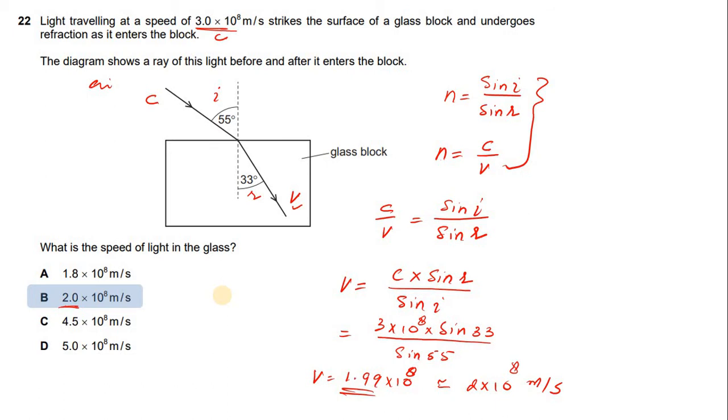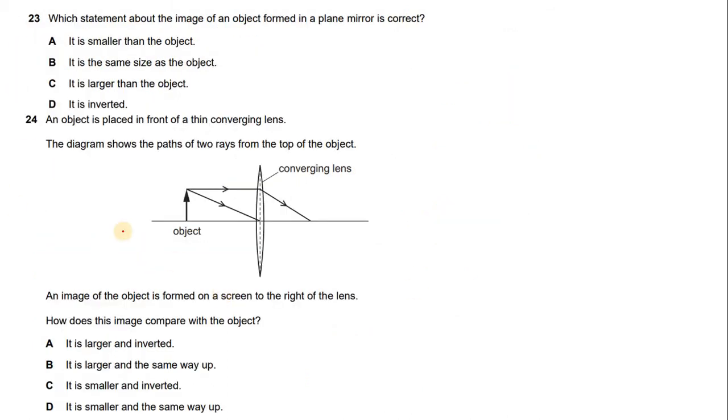Question number 23. Which statement about the image of an object formed in a plane mirror is correct? Remember, it is again a typical question on plane mirror images. A plane mirror image is the same size, virtual, and at the same distance from the mirror, inside the mirror. So which statement is correct?